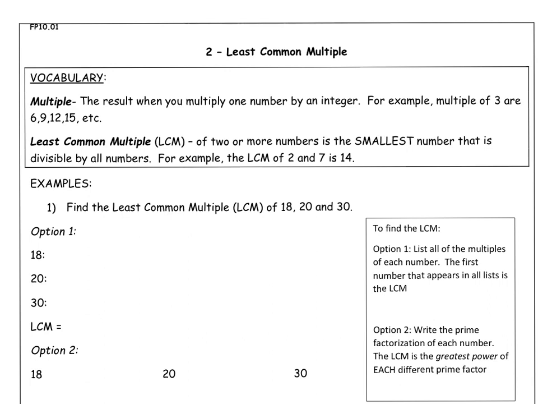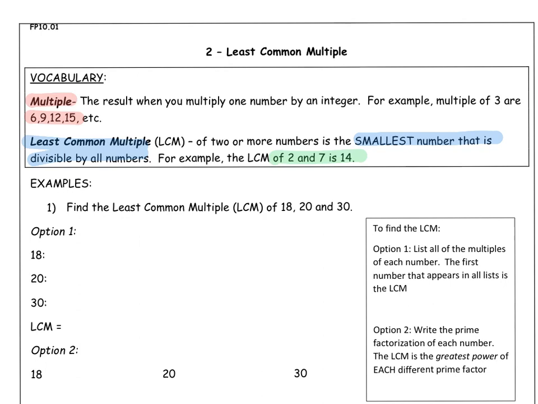So a multiple is the result when you multiply one number by an integer. For example, the multiples of 3 are 3, 6, 9, 12, if we just multiply by 2, by 3, by 4, by 5. The least common multiple of two or more numbers is the smallest number that is divisible by everything. For example, the least common multiple of 2 and 7 is 14.